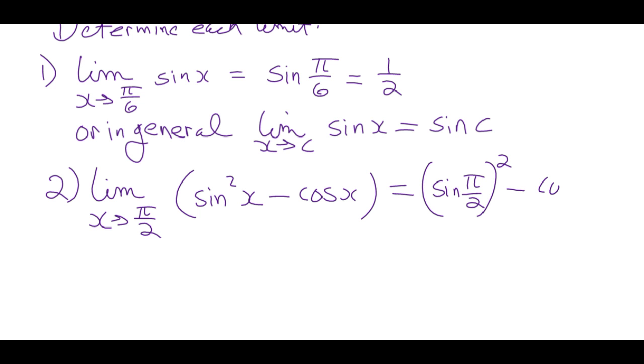Minus cosine of pi over 2. So sine of pi over 2 is? Cos of pi over 2 is 0. Okay, so that's just equal to 1, right? So all we're doing is direct substitution. We worked it out, and there it is.